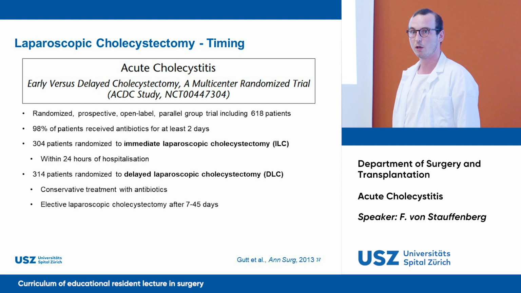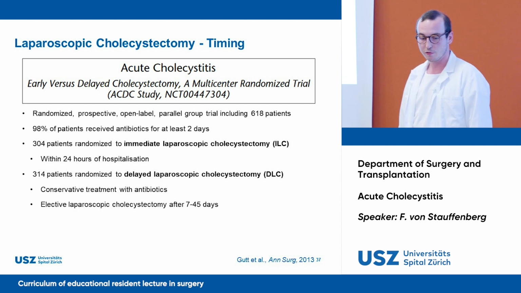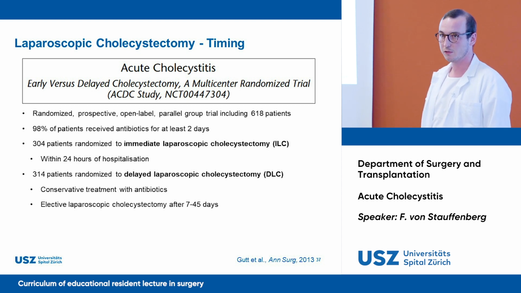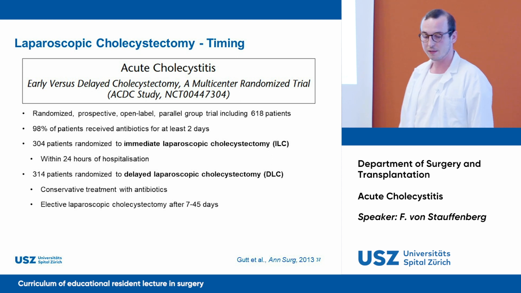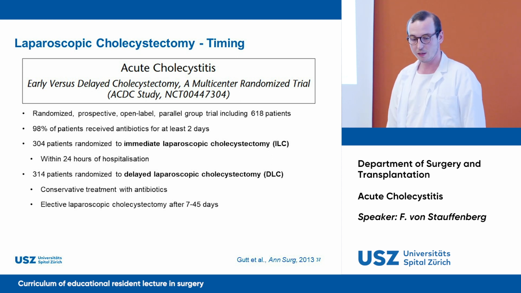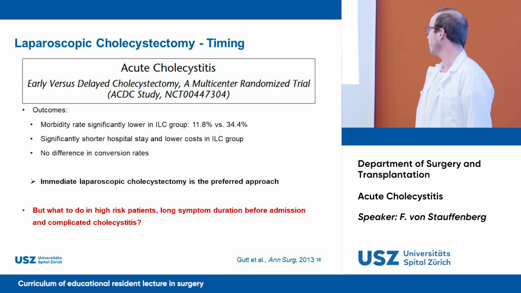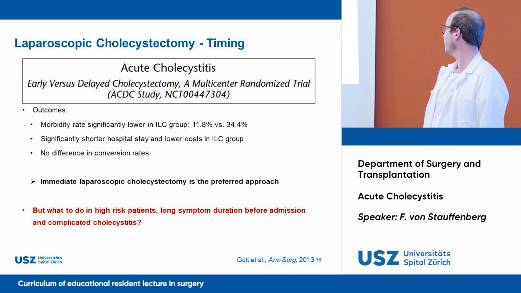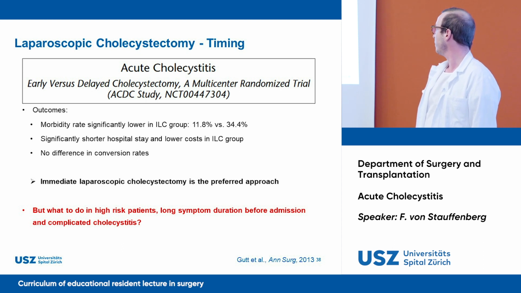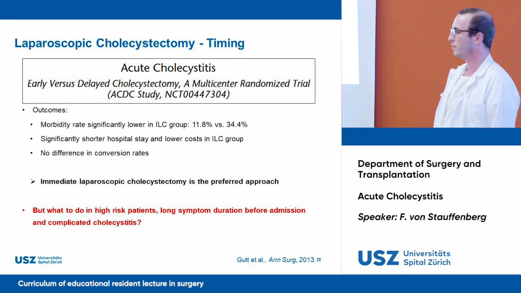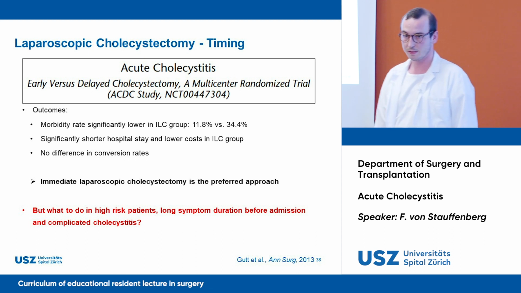Nearly all of those got antibiotics for at least 2 days, and half of the patients were randomized to the immediate laparoscopic cholecystectomy group, receiving surgery within 24 hours of hospitalization. The other half were randomized to the delayed laparoscopic cholecystectomy group, who got an initial conservative treatment with antibiotics and elective laparoscopic cholecystectomy after 7 to 45 days. The outcomes showed that the morbidity rate was significantly lower in the immediate laparoscopic cholecystectomy group, and there was also a significantly shorter hospital stay and lower cost in the immediate group. There was no difference in conversion rates.